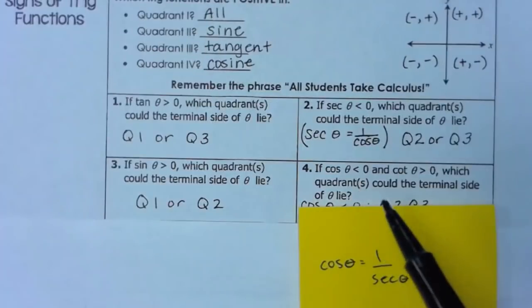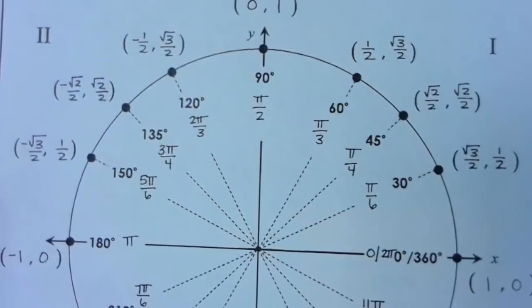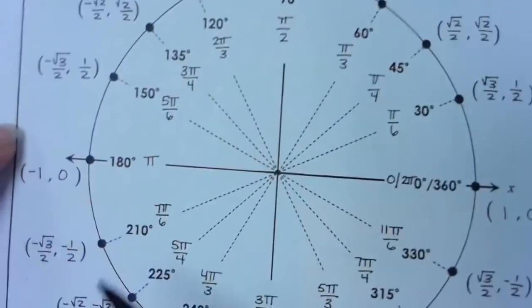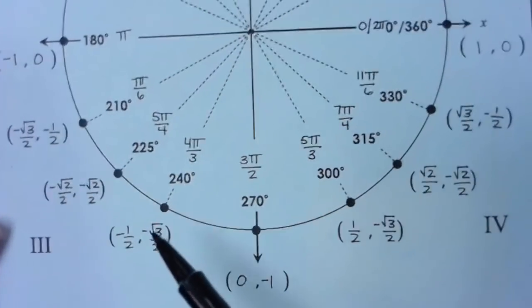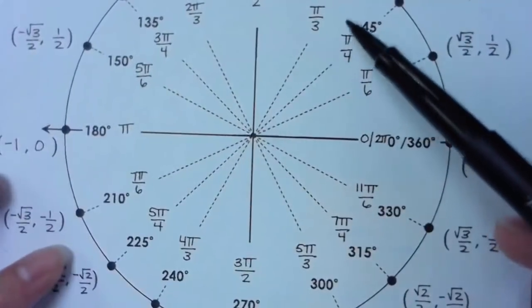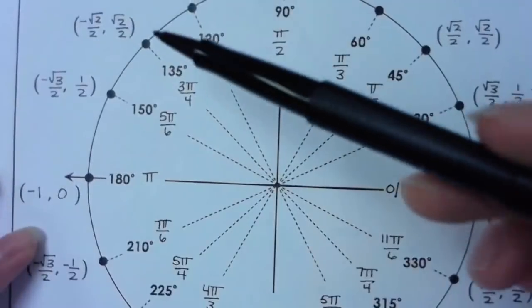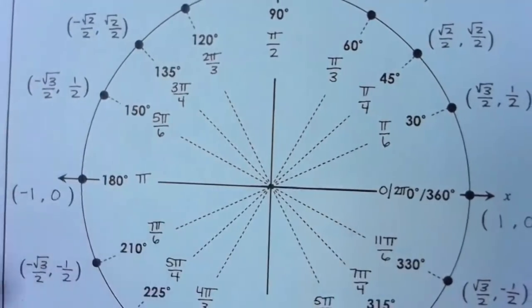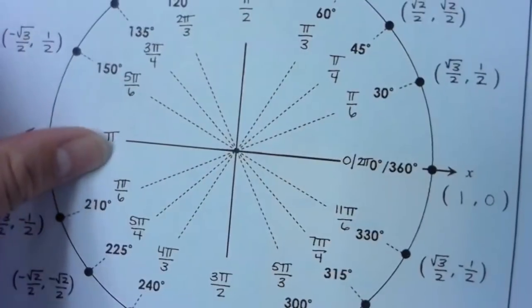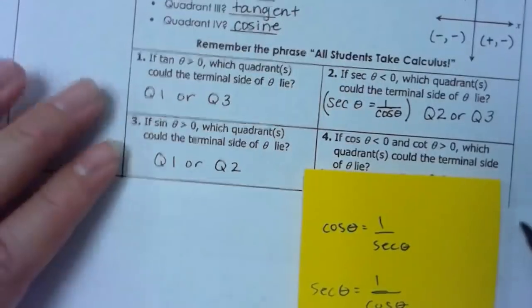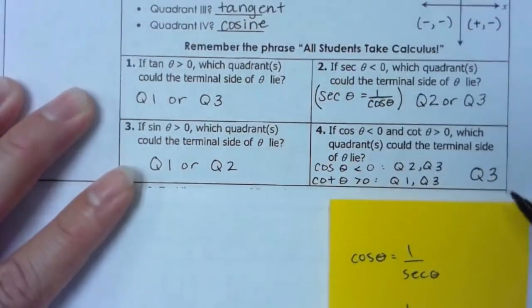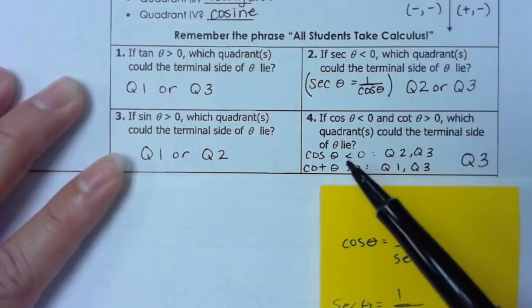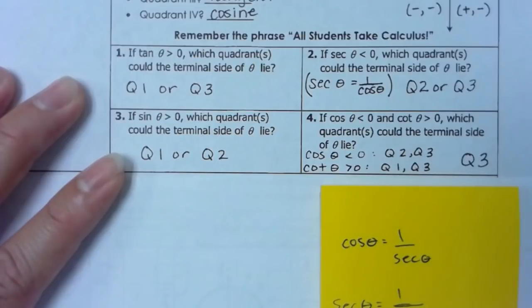For cosine theta less than 0, you're going to be using all the negative cosine. So negative cosine, we already know it's going to be quadrant 2 and quadrant 3. So what's the overlap? We said cotangent was 1 and 3, cosine is 2 and 3. So the double requirement is met in quadrant 3. So the terminal side of theta has to lie in quadrant 3. That's what I have written here: the overlap is quadrant 3.